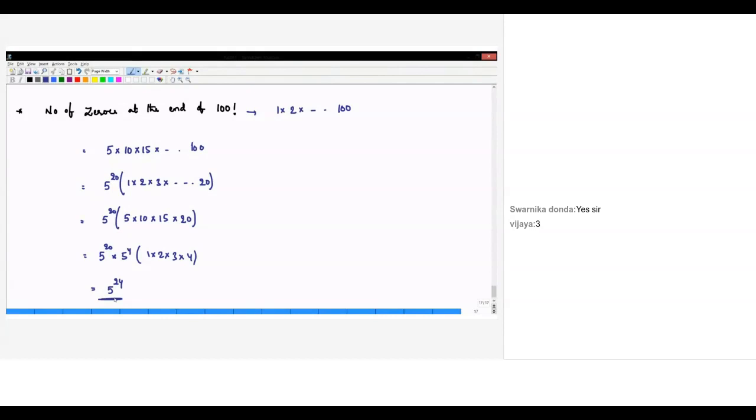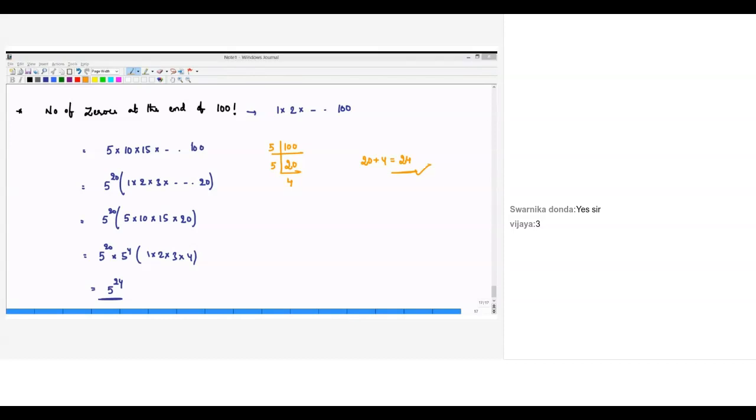So how do I do it easily? Just take 100 divided by 5. Only take the quotient, forget about the remainder. It is 20. Quotient is 4. Therefore, it is 20 plus 4. How many 5s are there? There are 24 5s. The number of zeros is 24. There are 24 zeros. How many 2s are there in this?